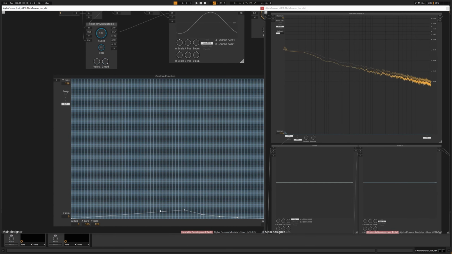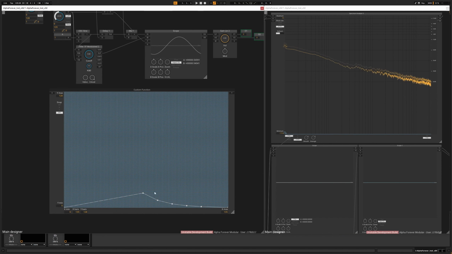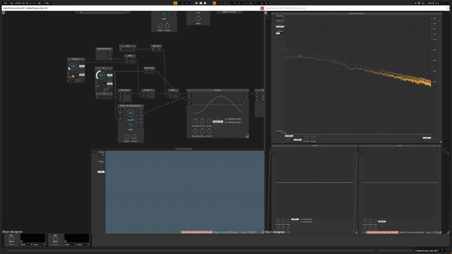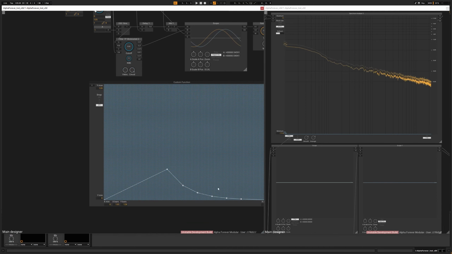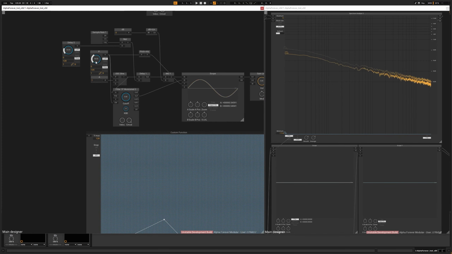Sixteen is 65. And yeah, it's definitely exponential. Okay, let's go for 32 then. And it's going to be somewhere there. But let's measure it. So 32 is 53.